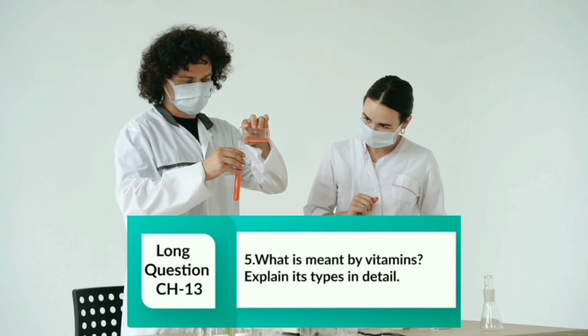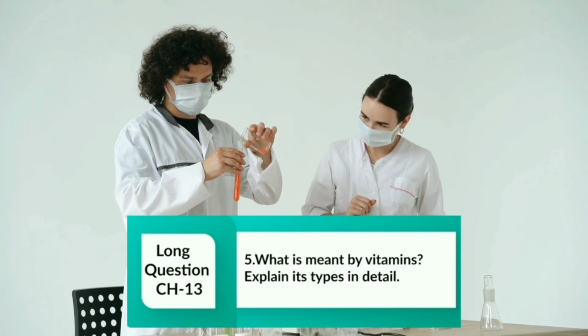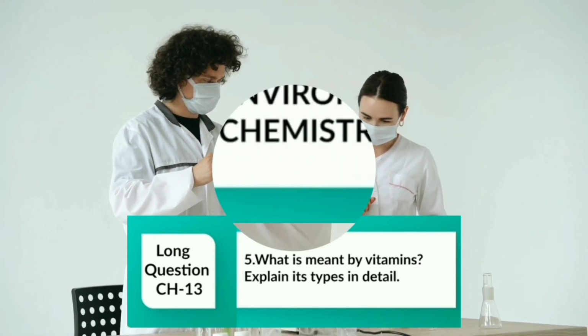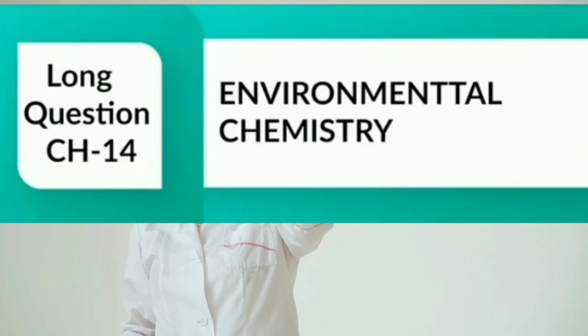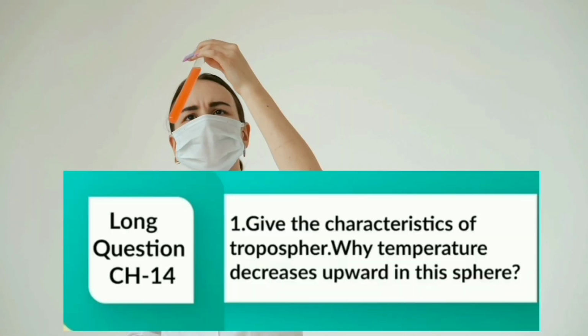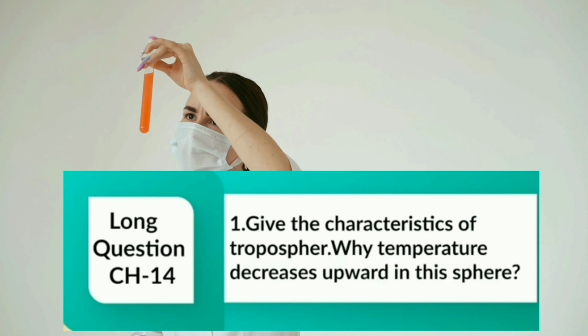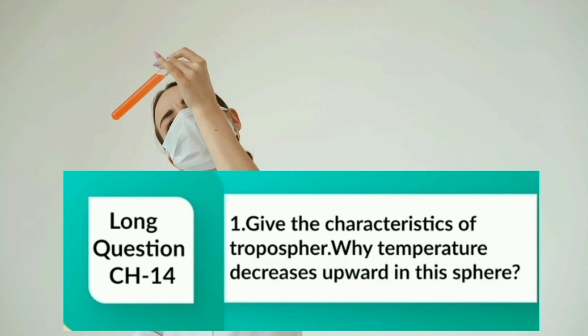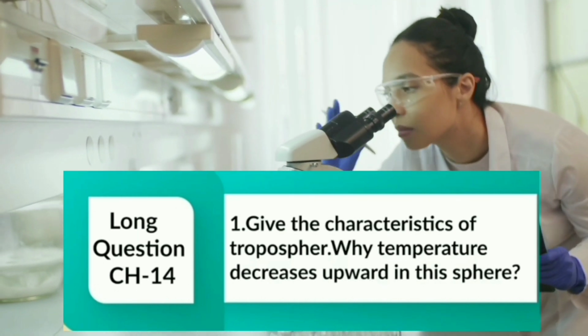Question number 5 is, what is meant by vitamins? Explain its types in detail. Now this is chapter 14, environmental chemistry. First long question is, give the characteristics of troposphere. Why does temperature decrease upward in this sphere?